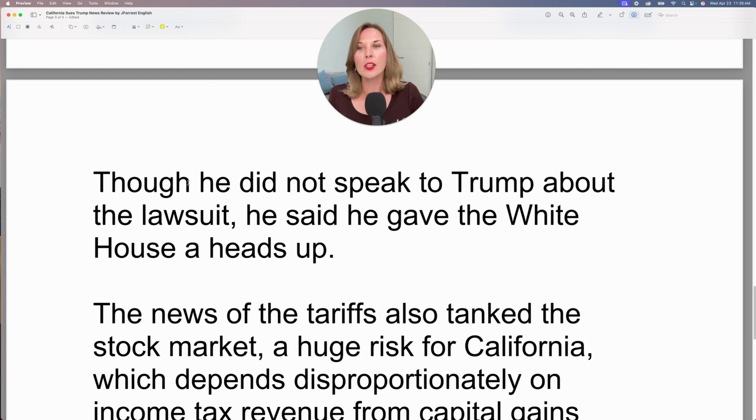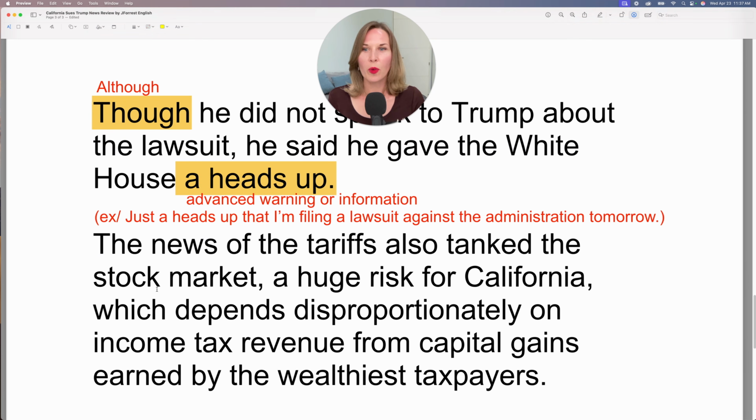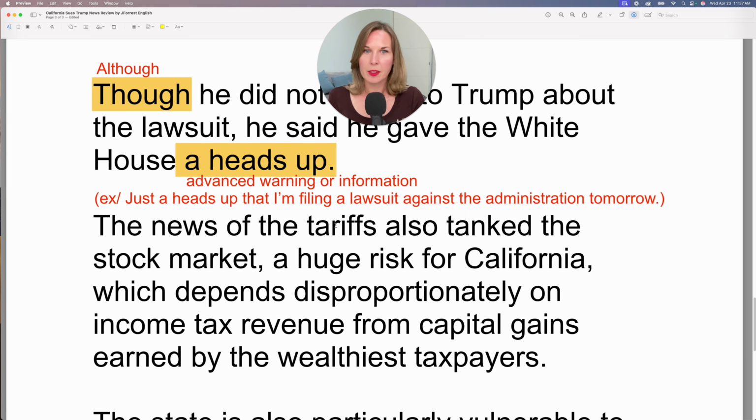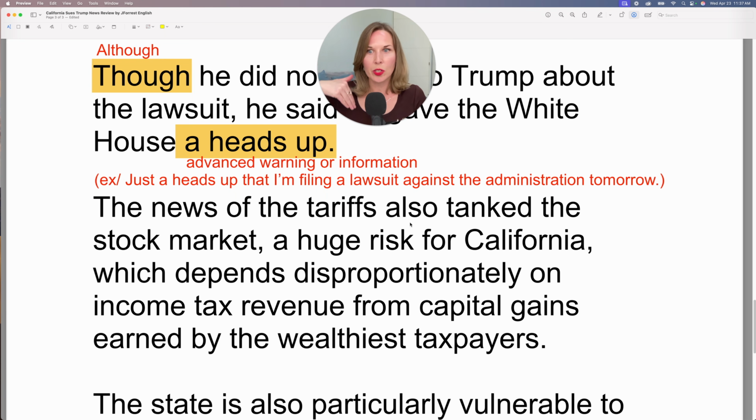And notice the use of this though. This is the short, casual way of saying although. And it's used for a contrasting idea because he did not speak to Trump, but he did speak to the White House. So there's a contrast there. And that's why we use though. Let's keep going. The news of the tariffs also tanked the stock market. So it means that it caused it to perform very badly.